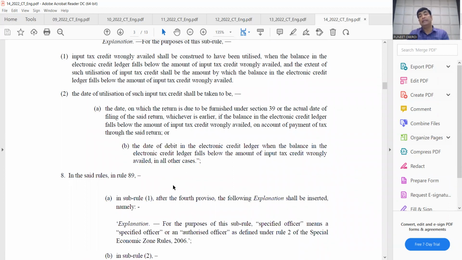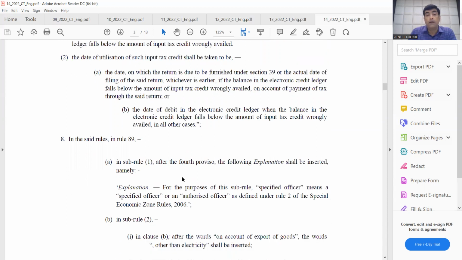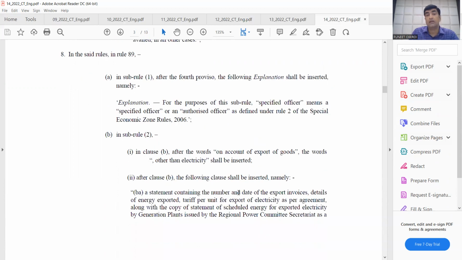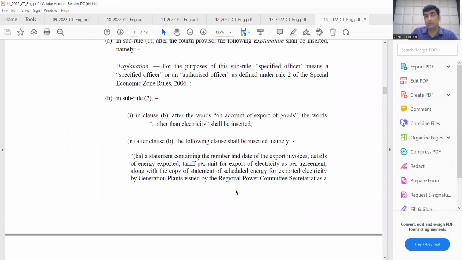And in Rule 89, in case of refunds, very significant changes have come in this rule, which we should understand and note down in these cases. Now, in this Rule 89, clause A is only an explanation which basically states that in case of SEZ, what will happen and who will be the specified officer in that case. The meaning has been given in this case. A sub rule 2 has been added or amended for export of electricity, a specific case of export of electricity. Let us not discuss that case.